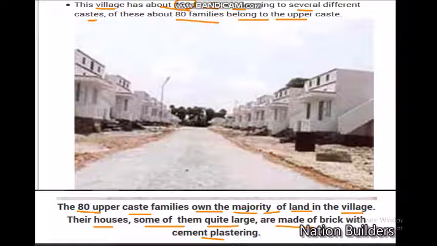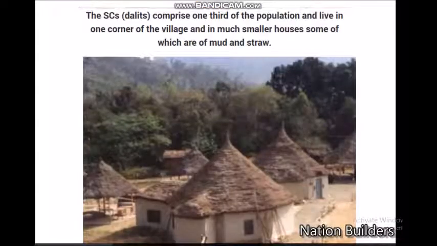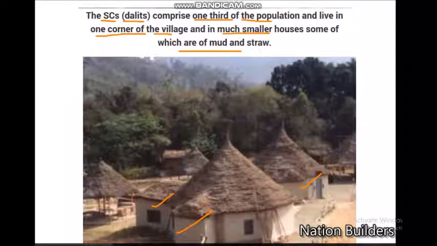We are looking at the social and economic composition of Palampur. On the other hand, the SCs, the Dalits, comprise one third of the population. These people live in one corner of the village in much smaller houses. Their houses are of mud and straw. So the economic differences between the upper caste and lower caste are shown in Palampur village.